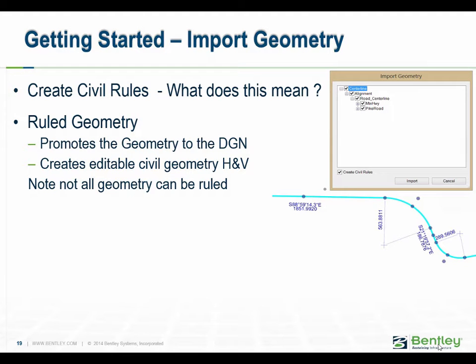There are instances where the geometry can't be ruled. We need to understand the recipe behind the construction of that geometry, and sometimes there is geometry that doesn't contain sufficient information to reconstruct it for a dynamic editing capability, and also for certain types of construction and different spiral types that are supported in the legacy products that aren't yet included inside of OpenRoads. So just be aware that sometimes there may be geometry that can't be ruled.